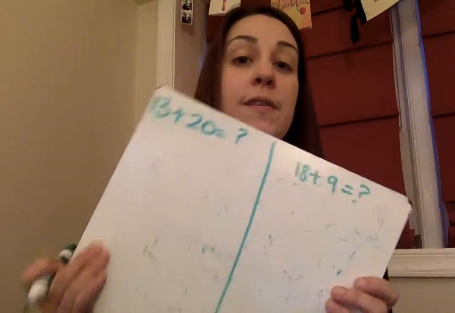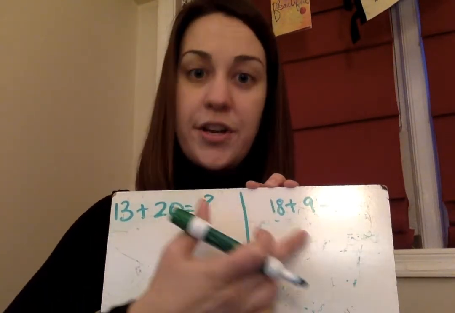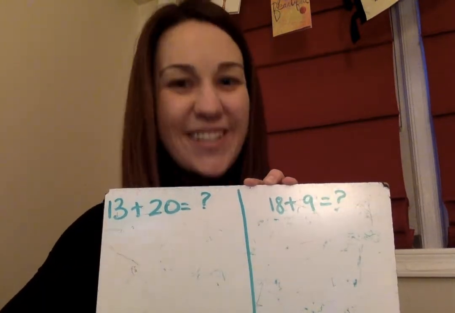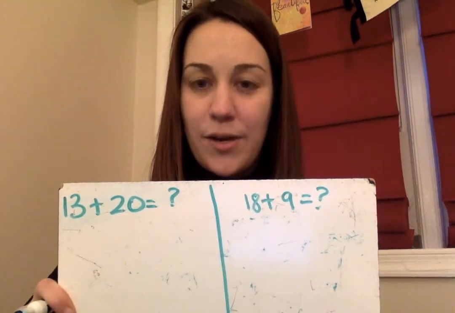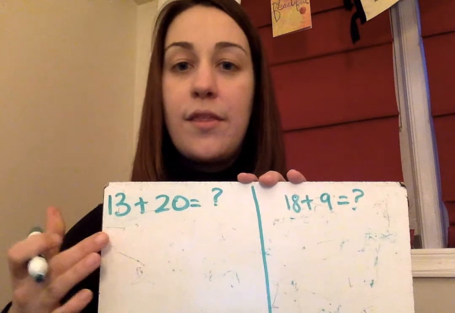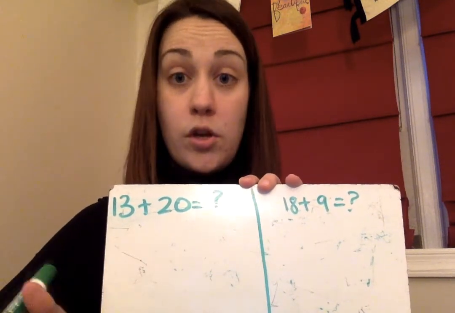As part of their homework this week, you're going to start seeing that students are adding a two-digit number and a single-digit number, or two two-digit numbers. I wanted to introduce you to some of the strategies that we're using because you'll notice different things about both of these problems. In 13 plus 20, you will notice that the students will not be creating a new 10.